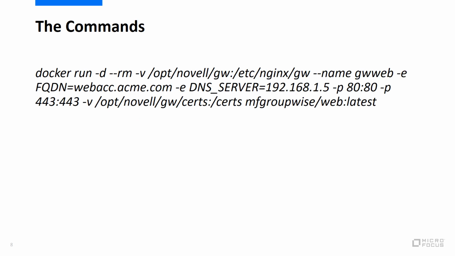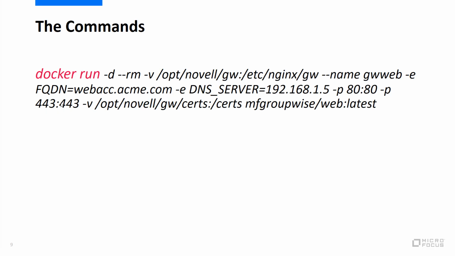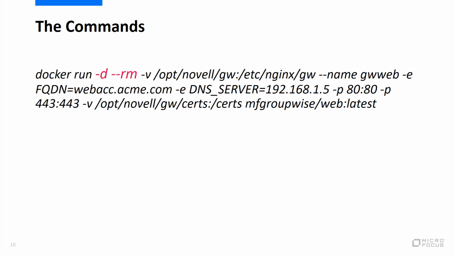Here is the command to actually spin up the web service, and I think it's a good idea to dissect it. Docker run is the command. The -d is for detached mode, so it runs in the background. The --rm will remove the image once it's been stopped. This will prevent an error if you try to start it up again with the same name a second time.